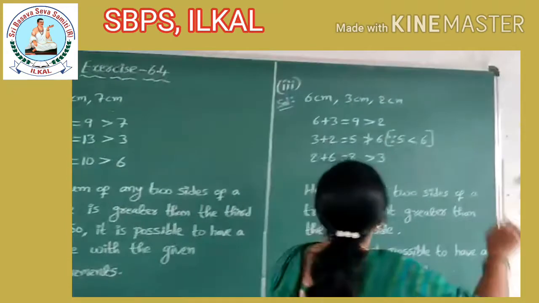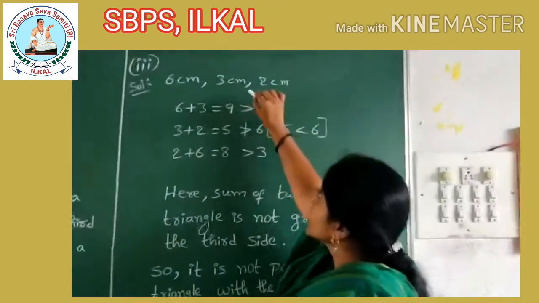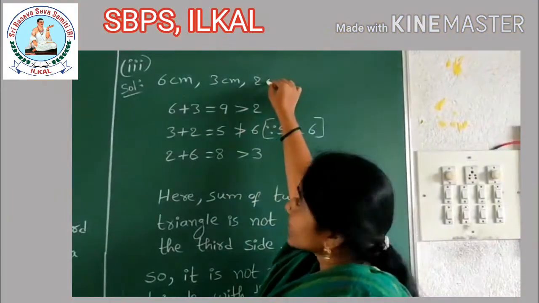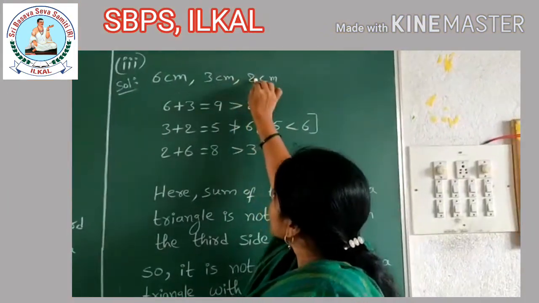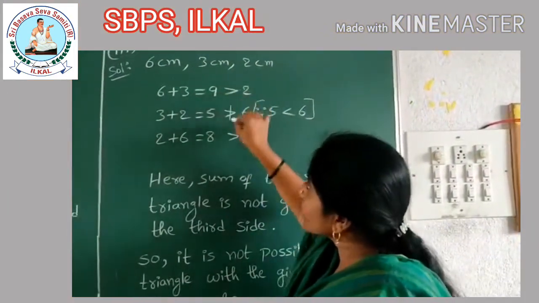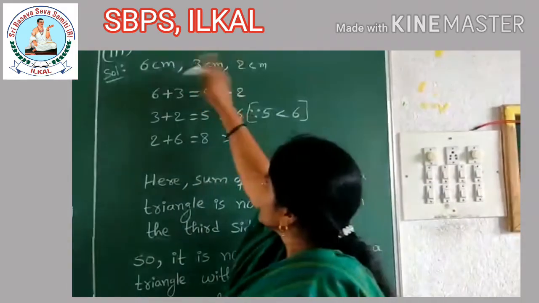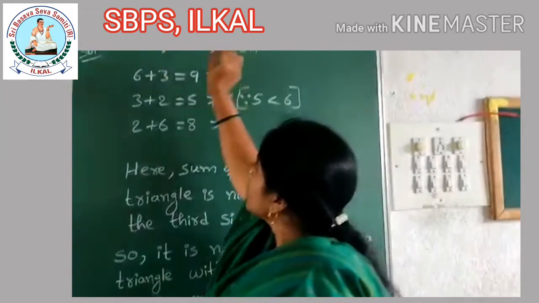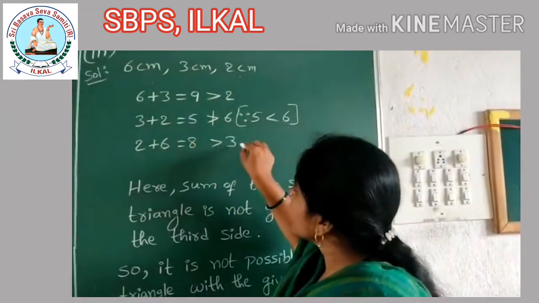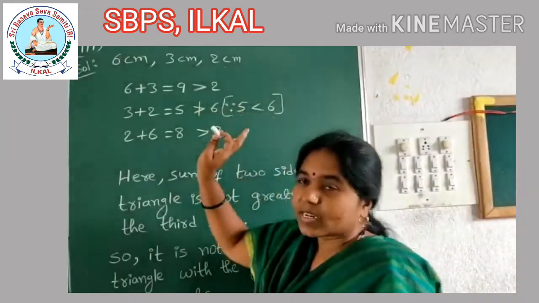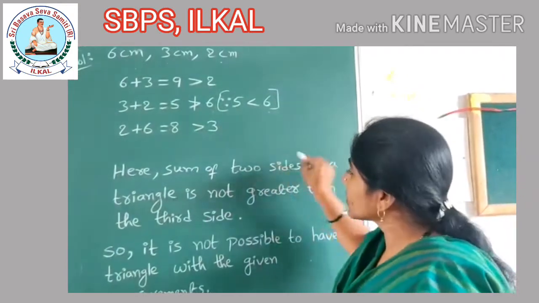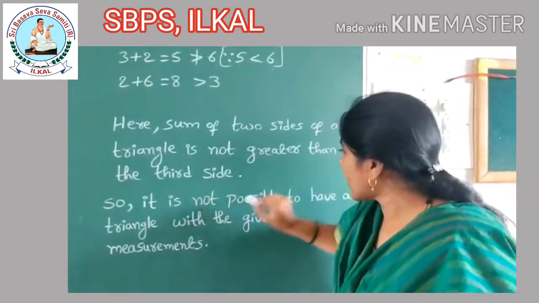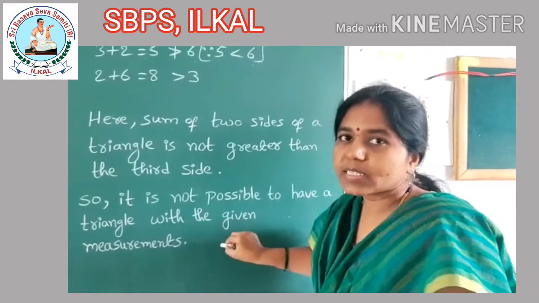Next one, 6 cm, 3 cm, 2 cm. 6 plus 3 is 9, which is greater than 2. 3 plus 2 is equal to 5, which is not greater than 6, children. Okay, I have written 5 is less than 6 here. Then 2 plus 6 is equal to 8, which is greater than 3. We can't construct the triangle. Here the sum of two sides of a triangle is not greater than the third side. So it is not possible to have a triangle with the given measurements.